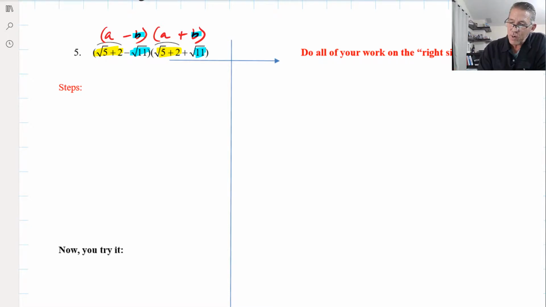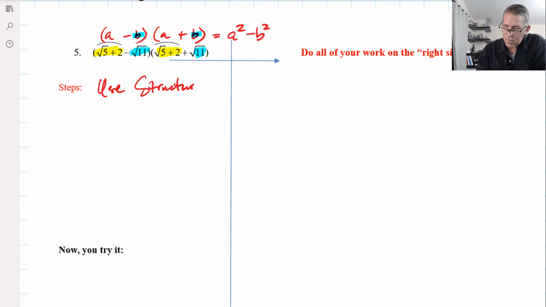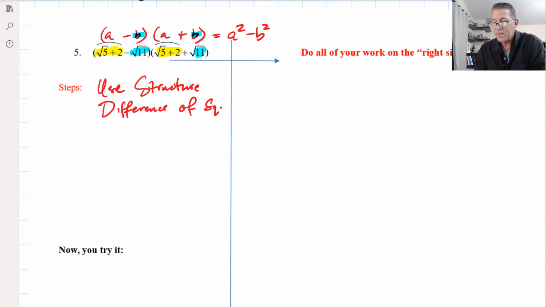This is called a difference of squares, and it's always equal to a squared minus b squared, as I've said probably about 20 times in this video. So what you want to do is use structure. You don't have to. You can be like Anne. But this is called a difference of squares, as I've been talking about extensively. So here we go. I'm going to take the first term, root 5 plus 2, and square it. I'm going to take the second term, root 11, and square it.